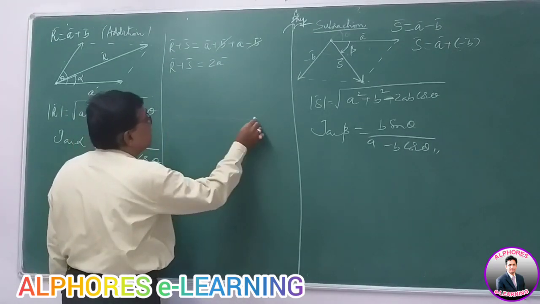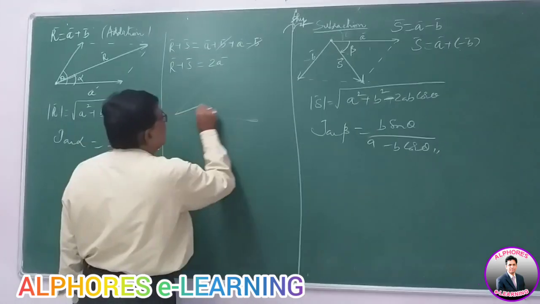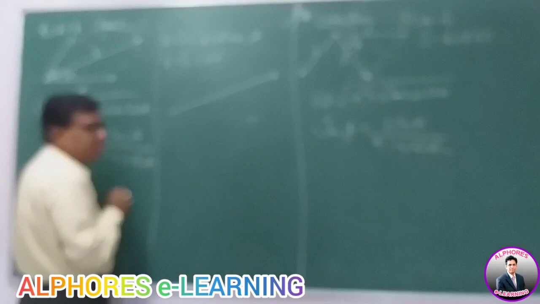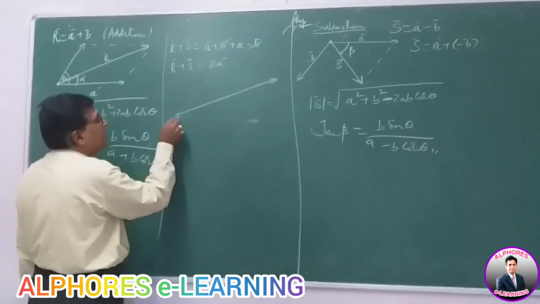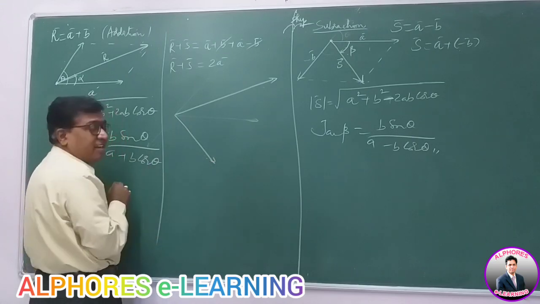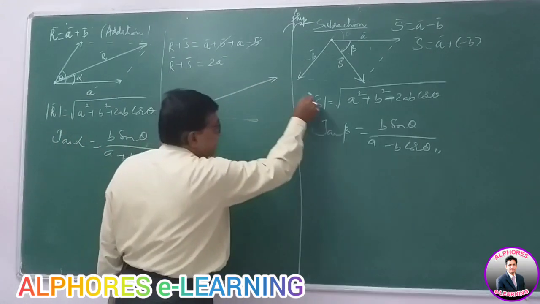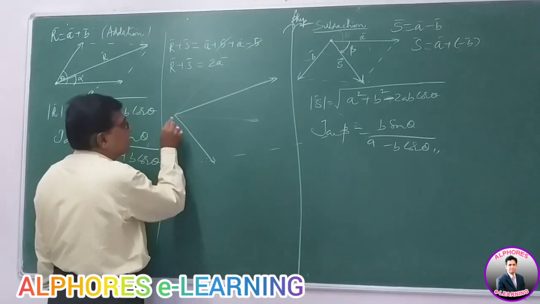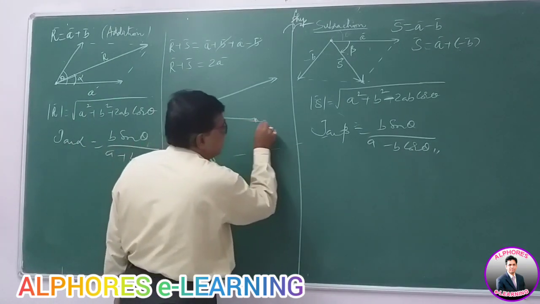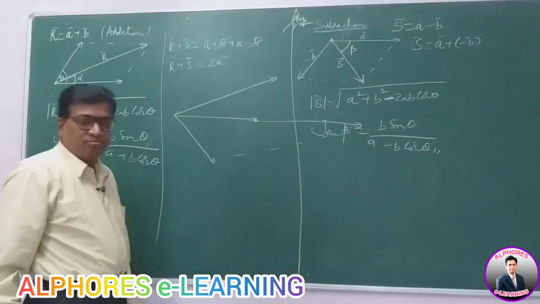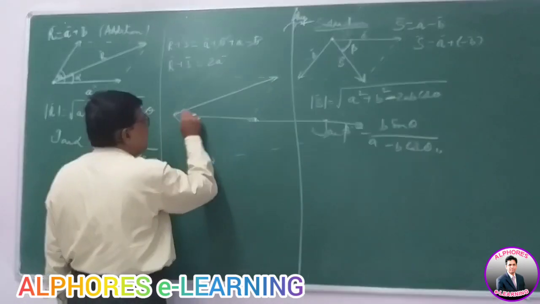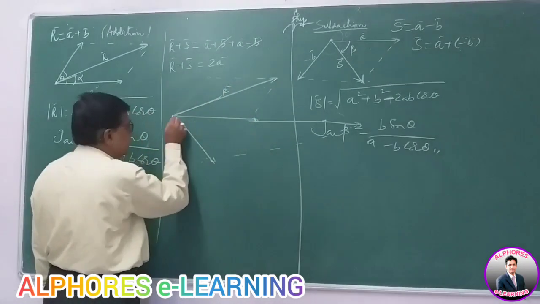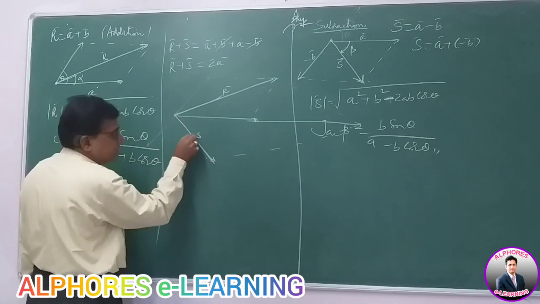Suppose this is vector a bar, this is b bar, then the addition resultant is r bar. Well, this is vector a bar, this is minus b bar, the subtraction resultant is another diagonal. So if I take these two as two parallelograms like this, then the resultant of this is 2a bar. This is a, b. If I complete the parallelogram, this is r bar. This is a, this is minus b. If I complete the parallelogram, this is s bar.